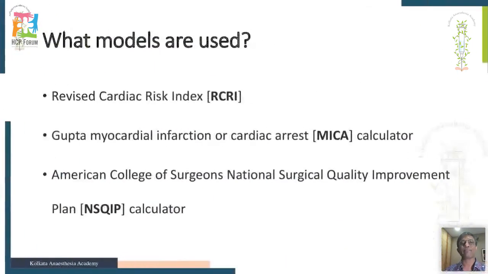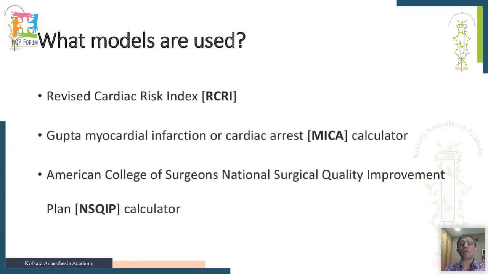So what models are used for risk assessment? I think the most popular one is definitely the one that was initially given by Lee and still goes by the name of Lee's Revised Cardiac Risk Index. There is, of course, the Gupta myocardial risk, and the reason I like it is because it has part of my name in it. And maybe many people in North America are falling onto the American College of Surgeons NSQIP calculator, the National Surgical Quality Improvement Program calculator.